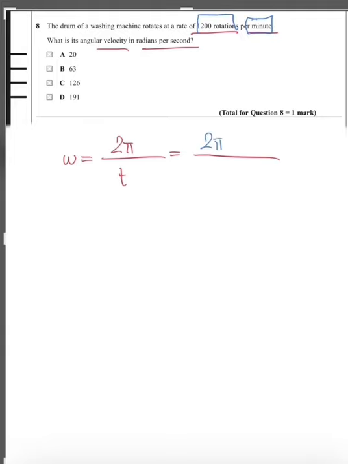Number 8. The drum of a washing machine rotates at a rate of 1200 rotations per minute. What is the angular velocity in radians per second? So here we have the formula omega, which is angular velocity. Omega equals 2 pi by t. So here it says that it rotates at 1200 rotations per minute. So 1200 rotations mean it completes 2 pi radians 1200 times in 1 minute, which is 60 seconds. So the answer for this comes as 125.6 radians per second. So the answer to this is C.